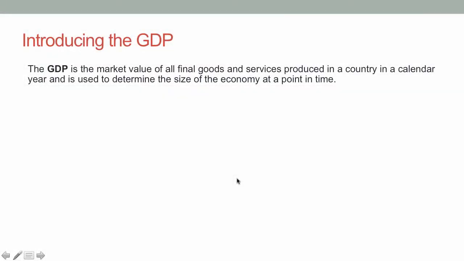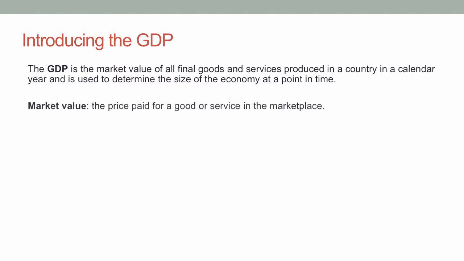All right, so quick review. Again, the GDP is the market value of all final goods and services produced in a country within that calendar year and is used to determine the size of the economy at a point in time. So some key words to point out. We have what's called market value, right?